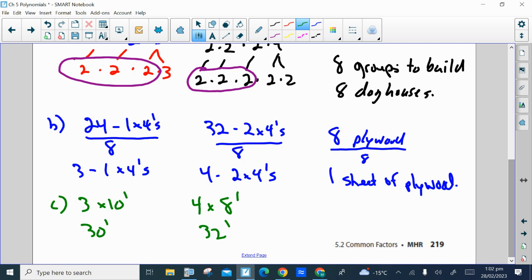So again, there's another example of using the greatest common factor of numbers to help solve a problem. Sometimes you're going to be factoring polynomials, usually, but sometimes you just have to factor numbers to find the greatest common factor to help you solve a problem. All right, so we'll stop there.